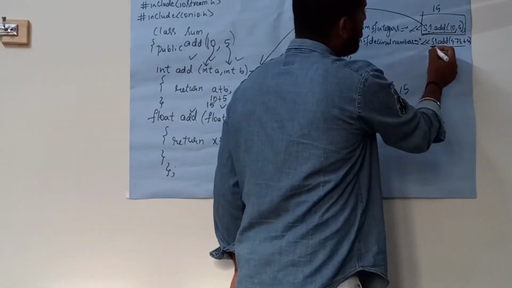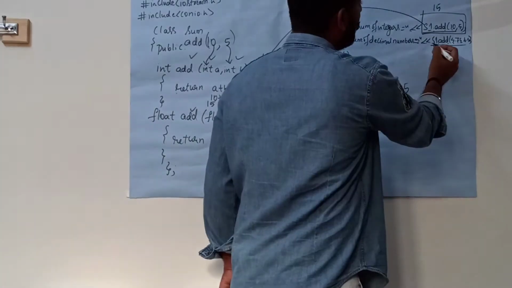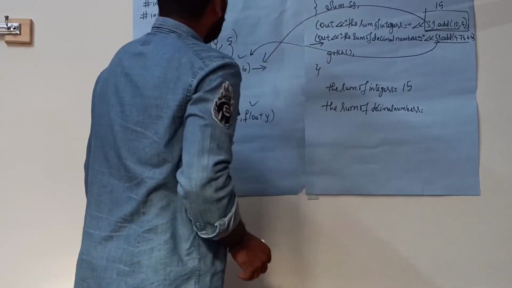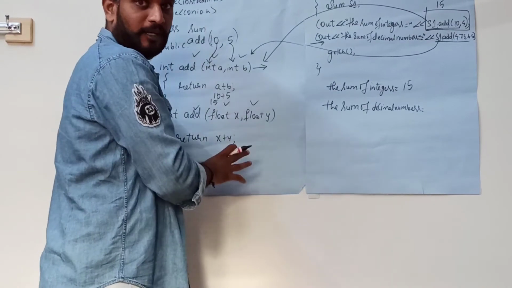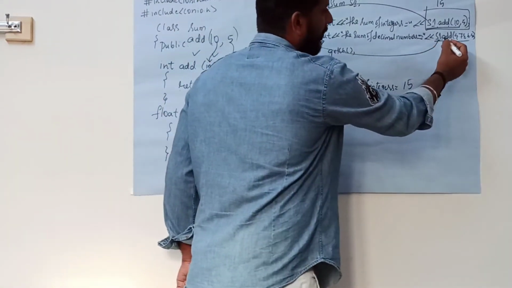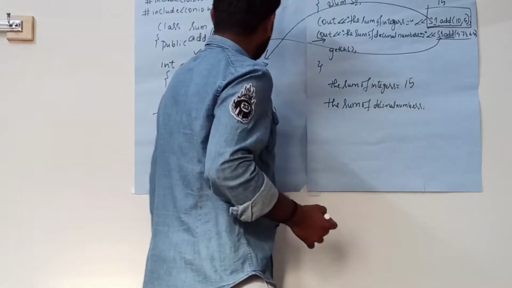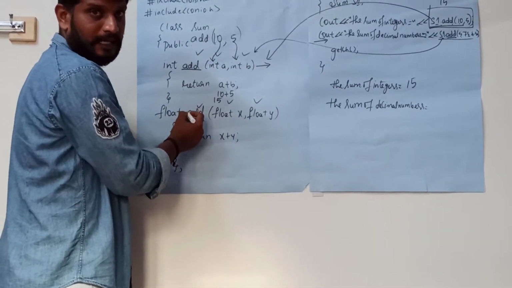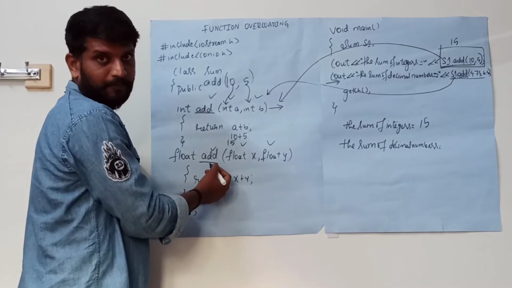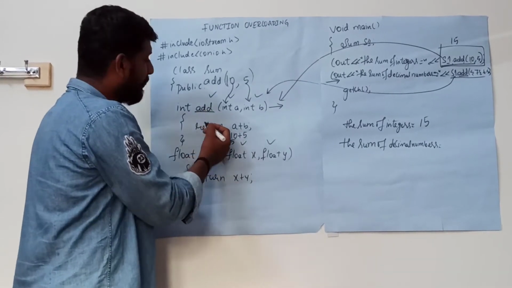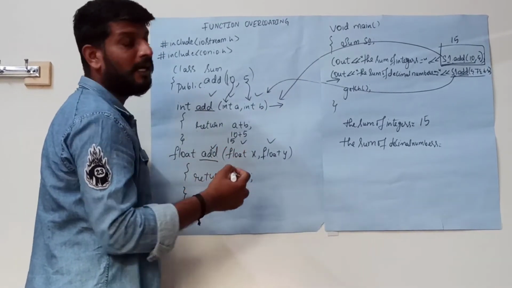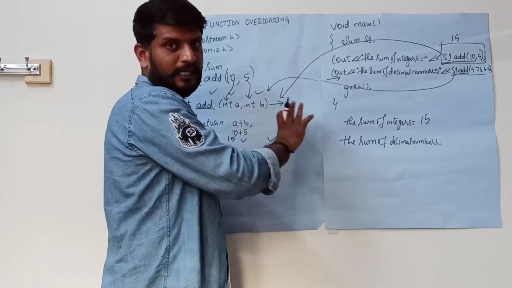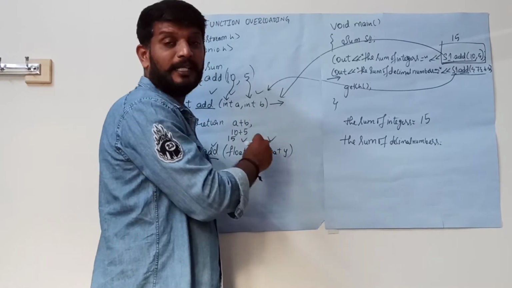Now again, what happens? S1.add. When this particular function is called, the compiler will check in the program which particular function has the same name add. There are two functions with the same name add. So there will be a confusion again. The compiler has to decide which particular function needs to be executed. The compiler has not decided yet which function to execute.